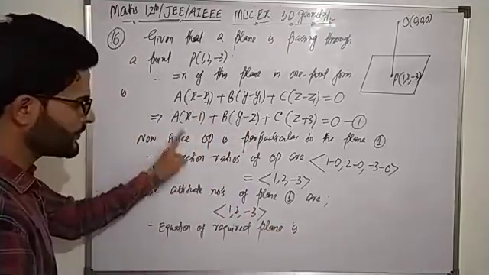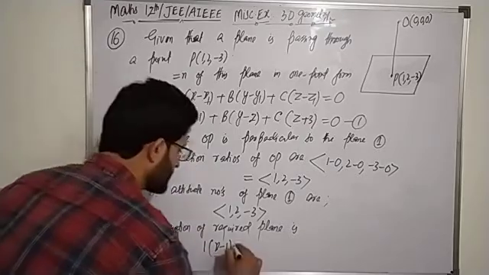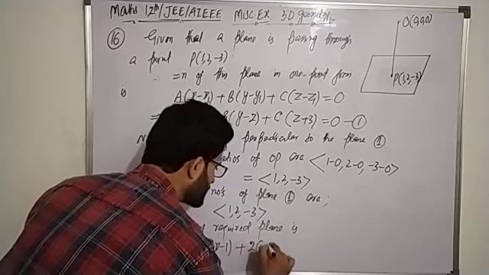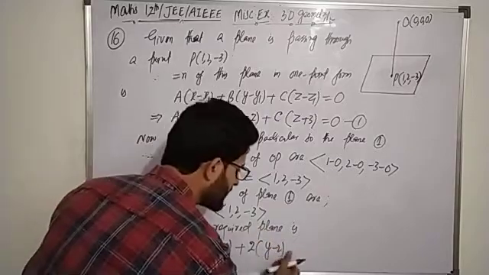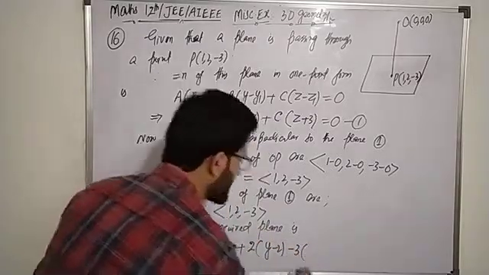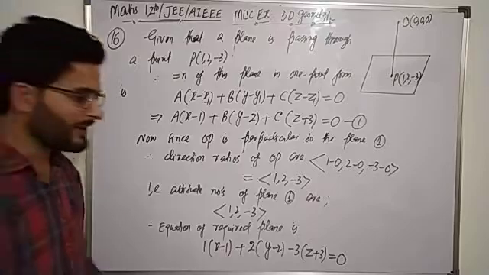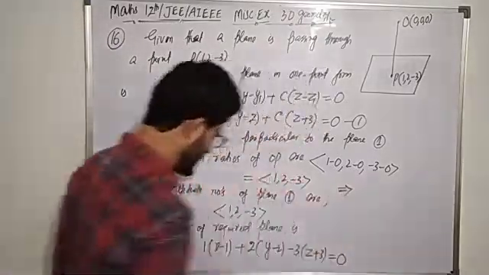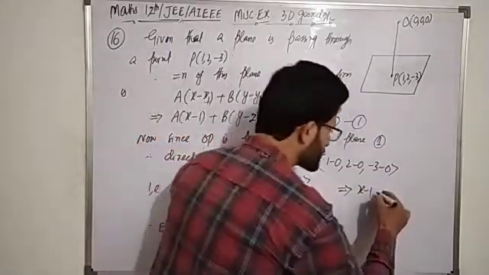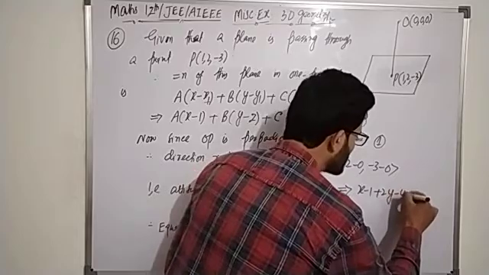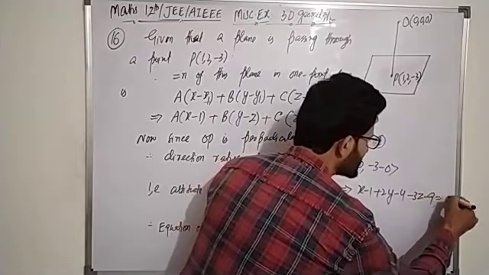yes, A into x minus x1, A के बदले 1 into x minus 1, plus instead of b we have 2, so b into y minus 2, plus instead of c we have minus 3, so minus 3 into z plus 3 is equal to 0. Simplify this equation, we will get the required equation, and implies, yes, 1 into x minus 1, that's x minus 1, 2 into y minus 2, that is 2y minus 4, so plus 2y minus 4, and minus 3 into z, that's minus 3z minus 9 is equal to 0.